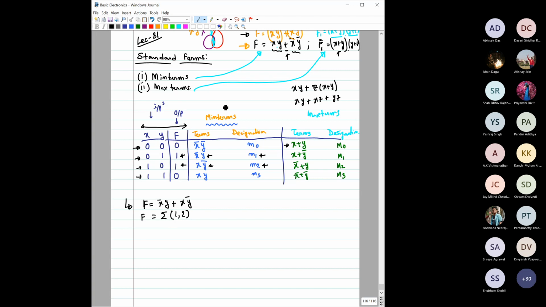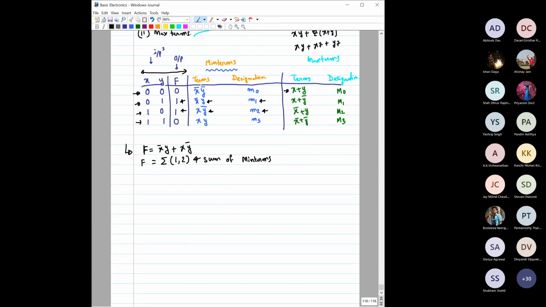So this is another notation that we use for these min terms. And here you can see we are using this summation, so we call them the sum of min terms, because it is a summation of all these min terms.